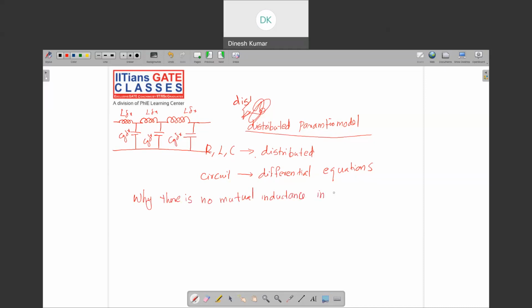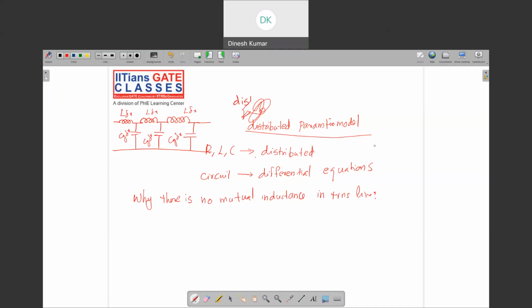In transmission line? Again, this is a very good question. Many people ask you in an interview, right? How can you explain that? Because there are actually different sections of transmission lines. Why is there no mutual inductance, only self inductance? So what is the problem with the mutual inductance?